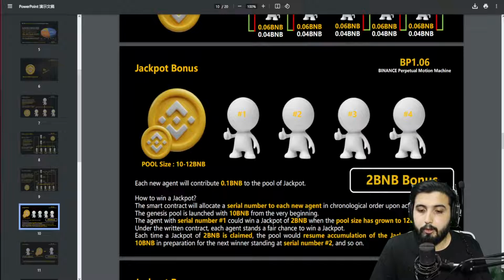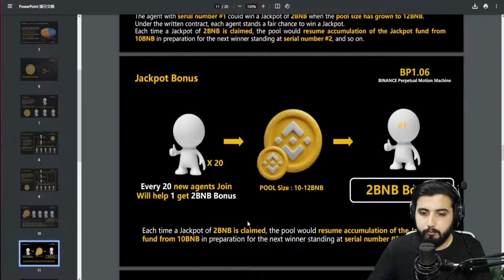Each time a jackpot of 2 BNB is claimed, the pool would resume accumulation of the jackpot fund from 10 BNB in preparation for the next winner standing as serial number 2, and so on. And that's how it basically happens. So this is another amazing bonus that you have. So they're explaining how it actually happens. How do you get the 2 BNB bonus?